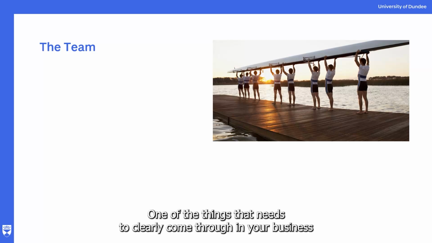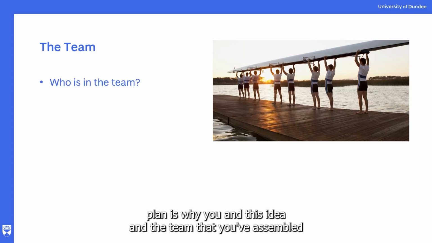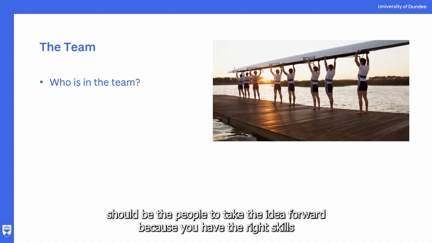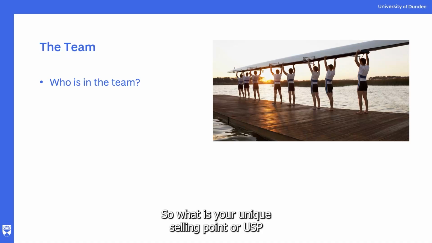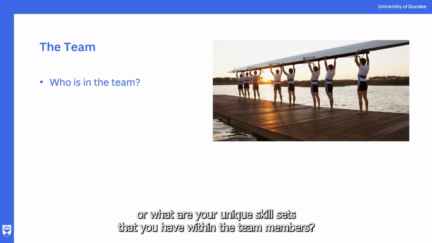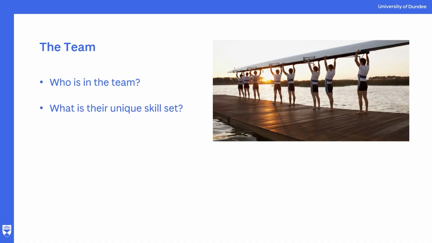One of the things that needs to clearly come through in your business plan is why you, this idea and the team that you've assembled should be the people to take the idea forward, because you have the right skills and experience to be able to manage that and take it forward. So what is your unique selling point, or USP? Or what are the unique skill sets that you have within the team members?